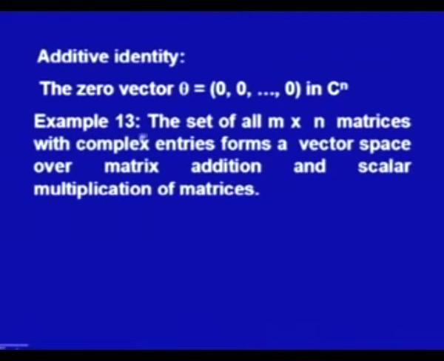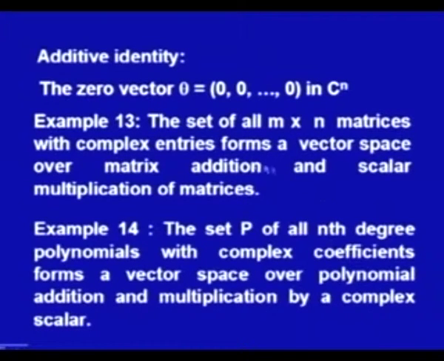Now, in the next example, I am considering m by n matrices with complex entries instead of real entries. I have taken this example earlier, but at that time these were real entries, and we have seen that they form a vector space. Now we will see that with complex entries they also form a vector space with respect to matrix addition and scalar multiplication. The next example is the set P of all nth degree polynomials with complex coefficients. They also form a vector space with respect to polynomial addition and multiplication by complex scalars. These are some easy, straightforward examples, and one can easily work them out.